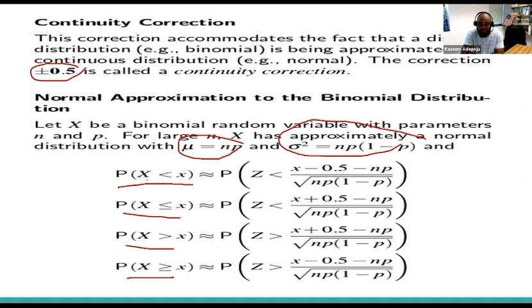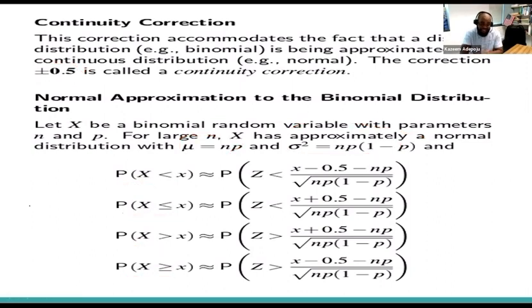So if you want to do the probability of X less than a value, when you are standardizing, you subtract 0.5 from X before you go on. If you want the probability of X less or equal to, when standardizing, you add 0.5. If you want the probability of X greater than, you add 0.5. When doing the probability of X greater or equal to, you subtract 0.5. Please take notes of all of that. The continuity correction is highly needed.